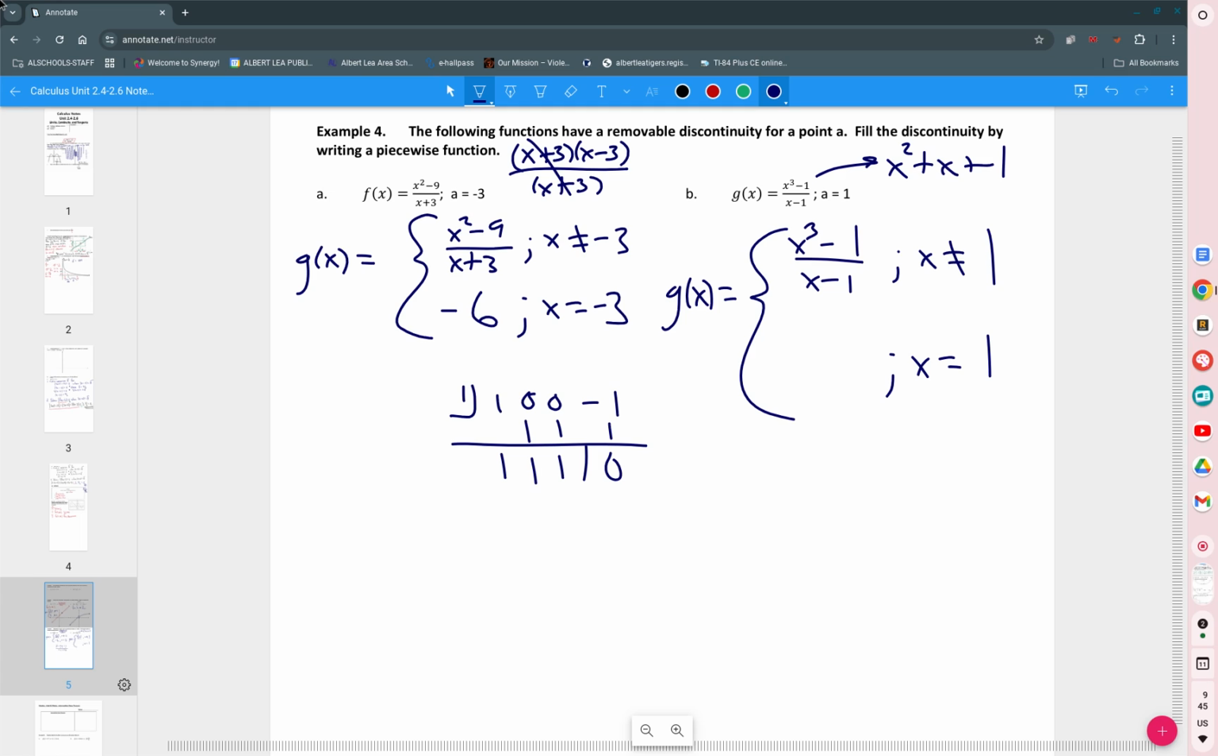So what should my y value be to fill that discontinuity? 3. You have filled the discontinuity. That's it. Continuity. Nice thing.